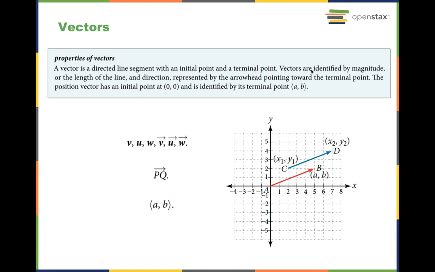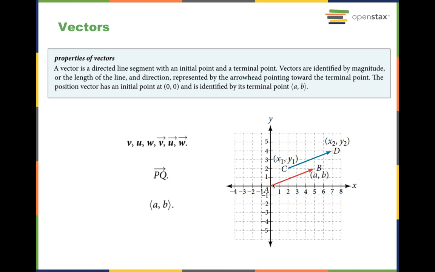Okay. Vectors are identified by magnitude, which we represent by the length of the line. So a longer line means more speed or whatever it is that you're measuring. And direction, represented by the arrowhead pointing toward the terminal point. So for example, this is a vector. Here's our initial point C, our terminal point D, and we always put a little arrow at the end to show us which way the line is pointing.